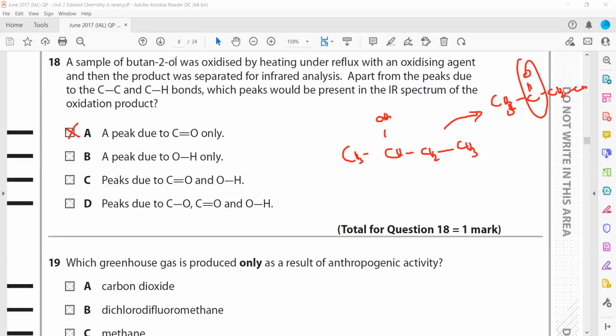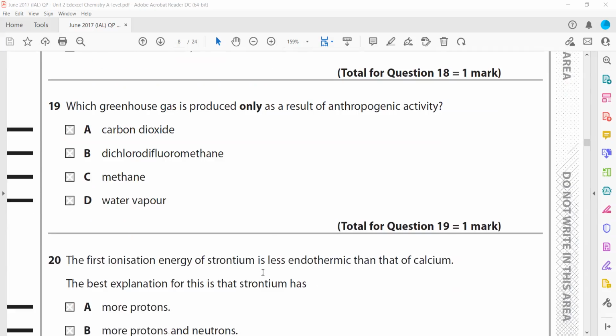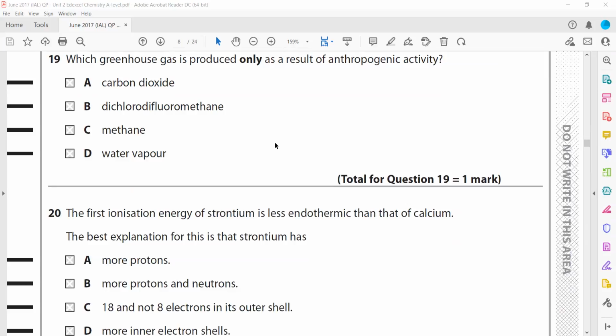Other peaks, they already mentioned C-C and C-H bonds are there, but other than this, what could be the peak in the IR spectrum for the oxidation product? Because it is producing a ketone, and a ketone has C double bonded with O, that's why this peak will only exist. If it was a primary alcohol, then C double bonded with O, OH and C-O would be there, so D would be the answer. But it is a secondary alcohol, so it will result in the formation of a ketone.